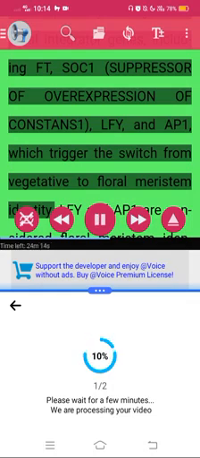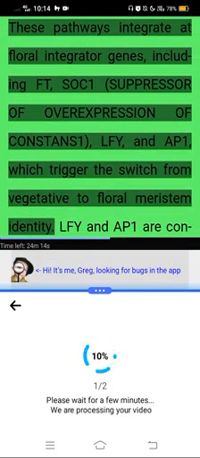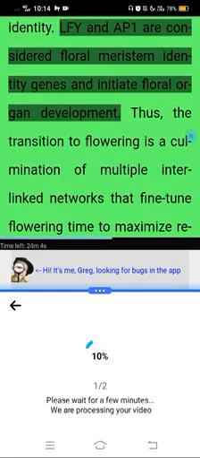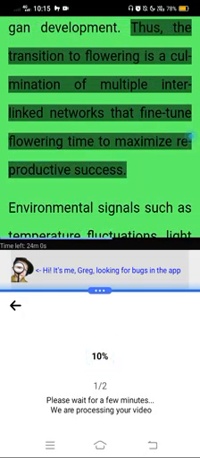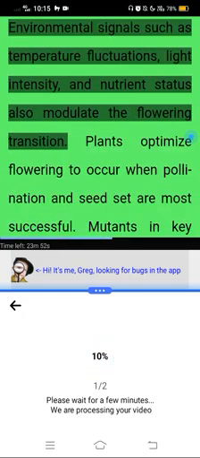These pathways integrate on floral integrator genes, including FT, SOC1, suppressor of overexpression of constans 1, LFY, and AP1, which trigger the switch from vegetative to floral meristem identity. LFY and AP1 are considered floral meristem identity genes and initiate floral organ development. Thus, the transition to flowering is a culmination of multiple interlinked networks that fine-tune flowering time to maximize reproductive success.